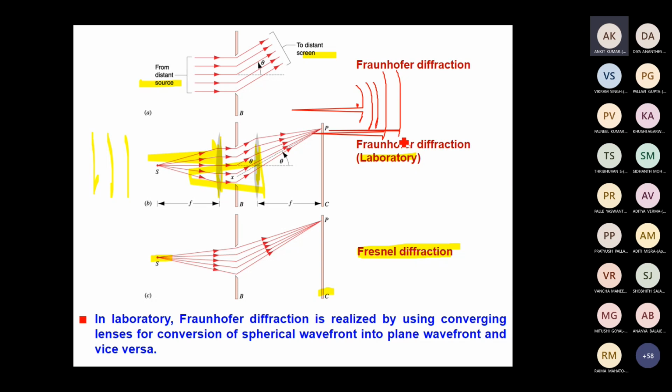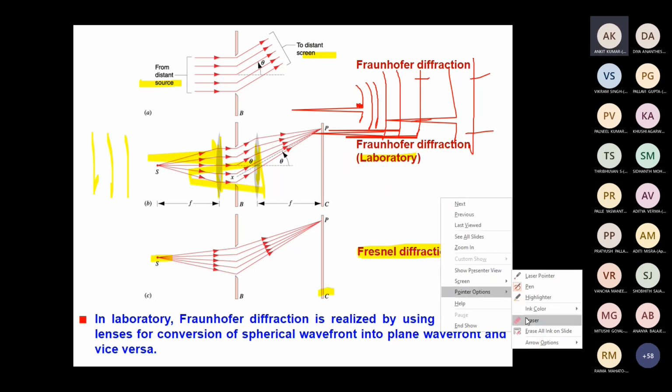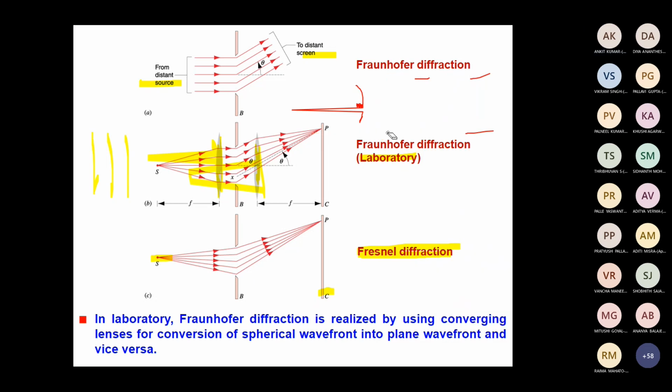When you are going far and far, you can make a plane approximation. If you are close to the source, the wavefront will be spherical in nature. If you are very far, you can make a plane approximation. That is why you are using a lens here, which gives an impression that the source is at infinite distance. Practically, it is at a finite distance in laboratory conditions.